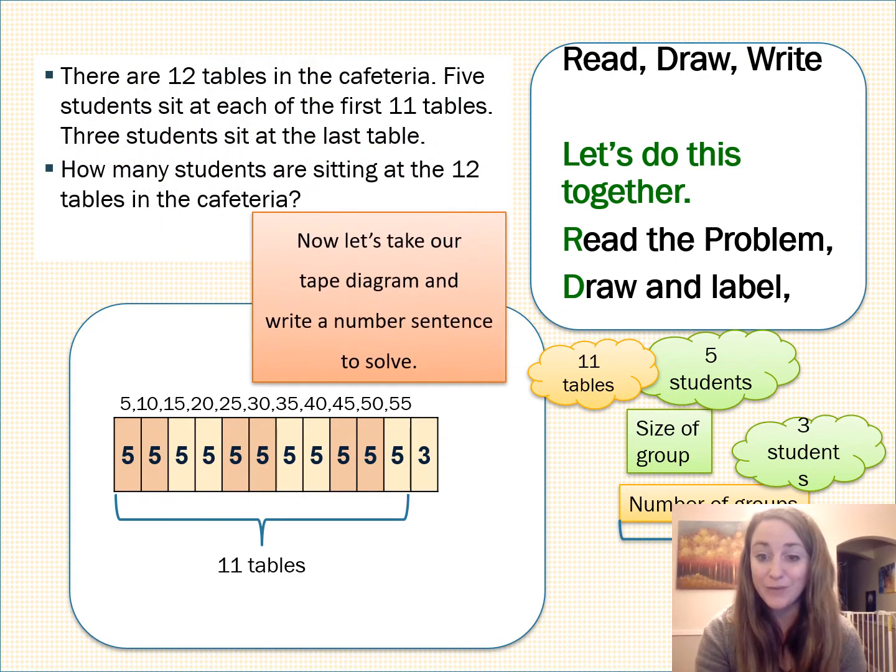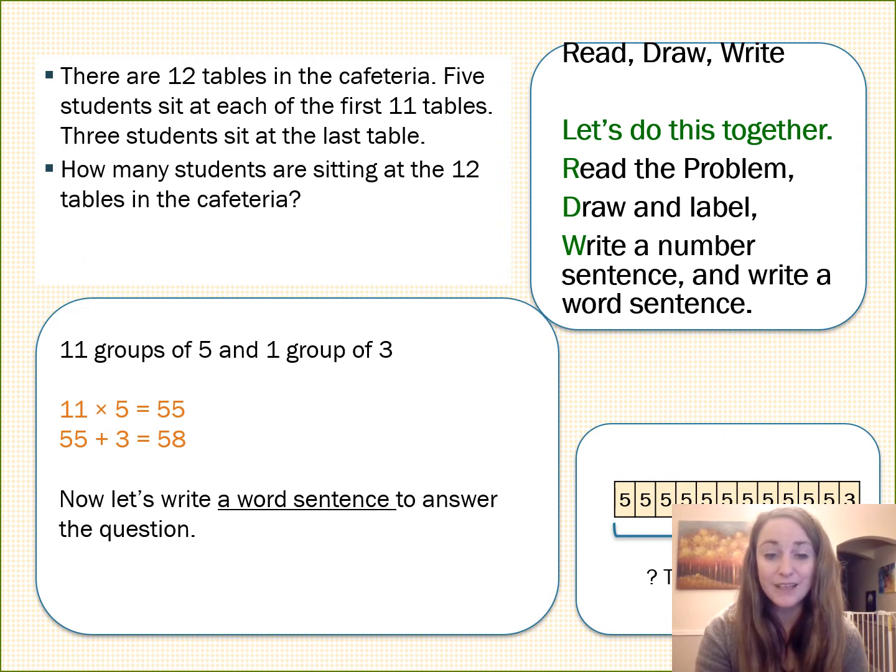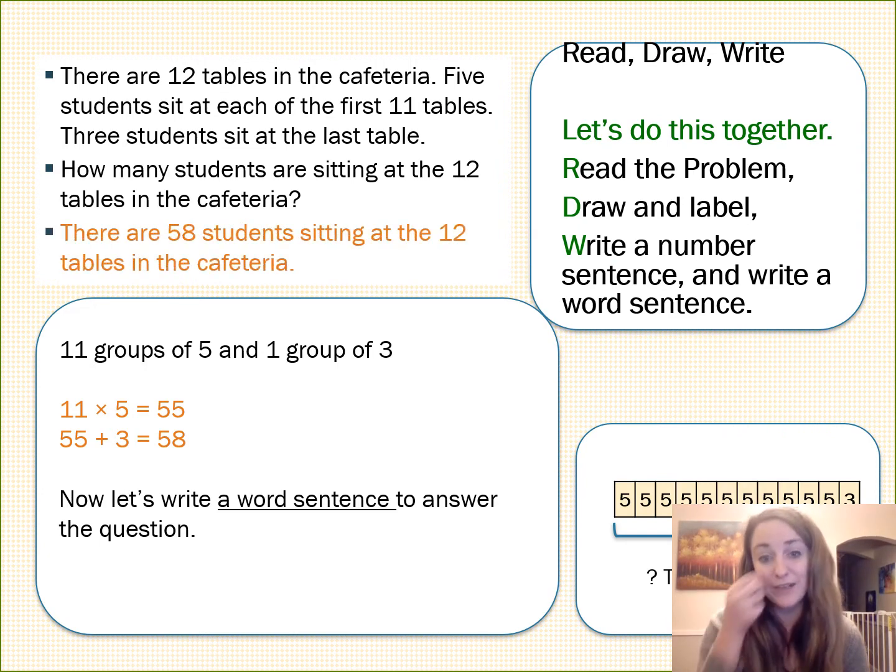Now, all I have left to do is add that 3. 11 groups of 5 and one group of 3. That's like thinking 11 times 5, which is 55, and then 55 plus 3, which is 58. Now we know there are 58 students sitting at the 12 tables in the cafeteria. We went through that a little quickly. If you need to pause the video to draw your tape diagram, you may.